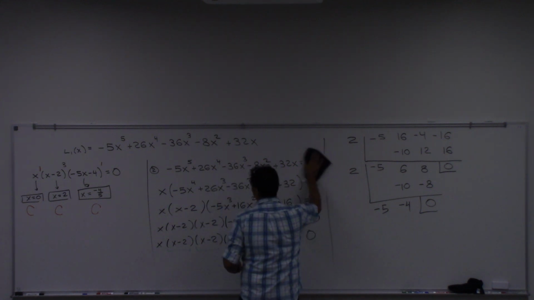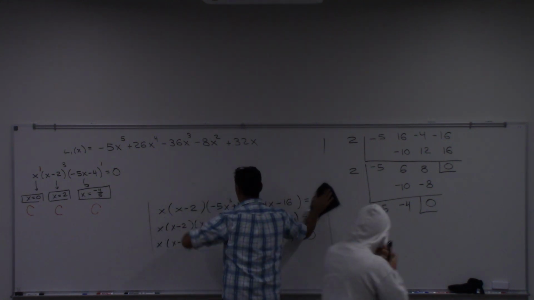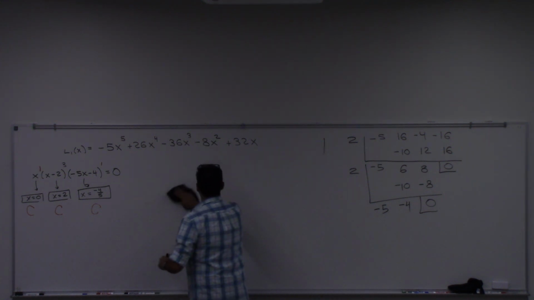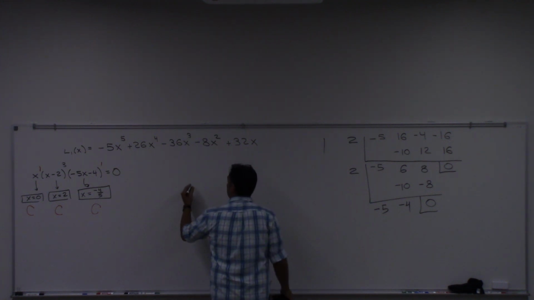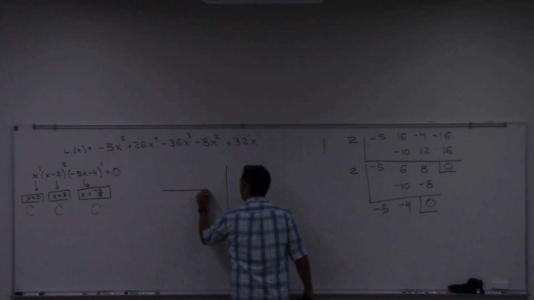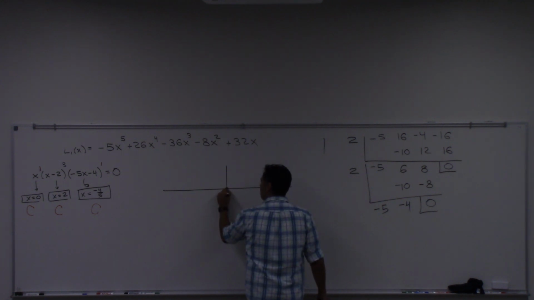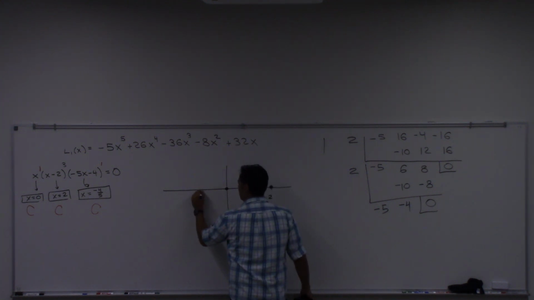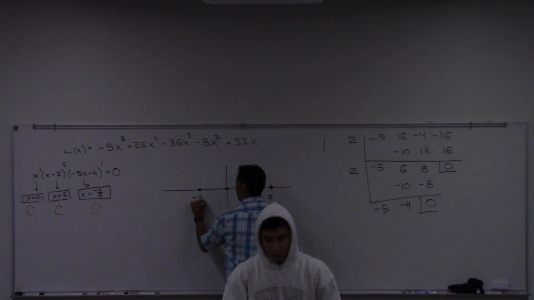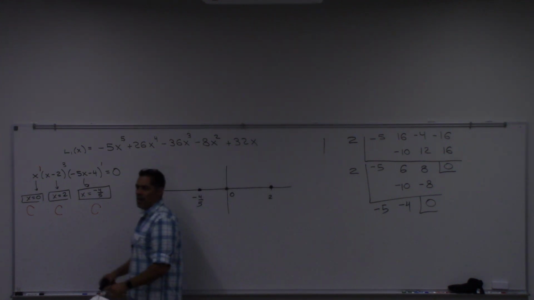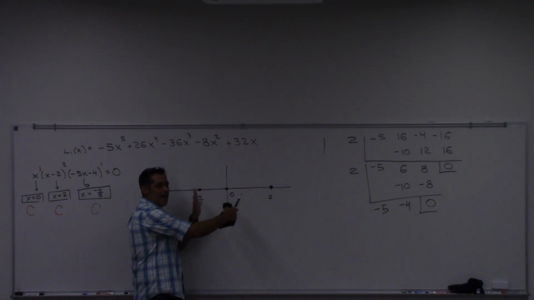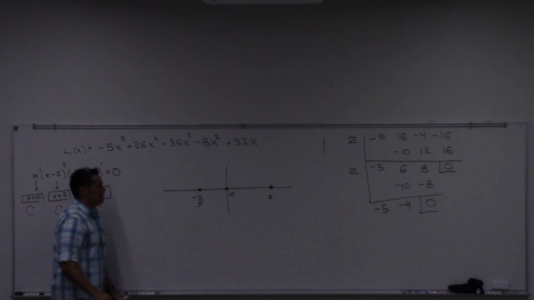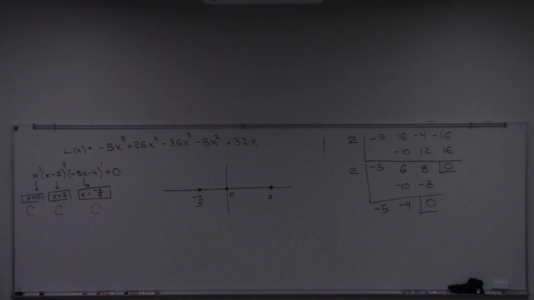Picture time. So my graph: 0, 2, negative 4/5. Notice that when I put those there, I'm not really concerned with whether or not I have my spacing correct. I just want to make sure they're in the correct order, because this is a sketch. We're not trying to be perfect here.